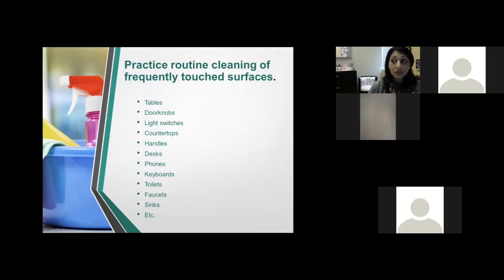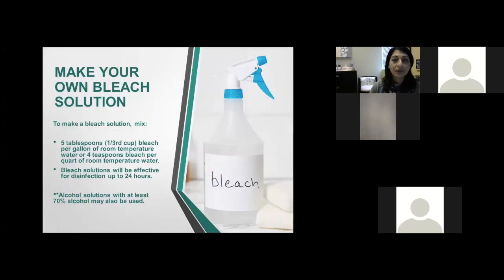So there are some things that we can do, and we can practice routine cleaning of frequently touched surfaces: tables, doorknobs, light switches, banisters on our stairs if we have stairs, countertops, handles, our desks, especially at home too, where we don't have routine cleaners that come in. A lot of us work from home, and so making sure that area is clean, our mouse, our keyboard, toilets, of course, faucets, and sinks, and any other household thing that we happen to use and touch frequently.